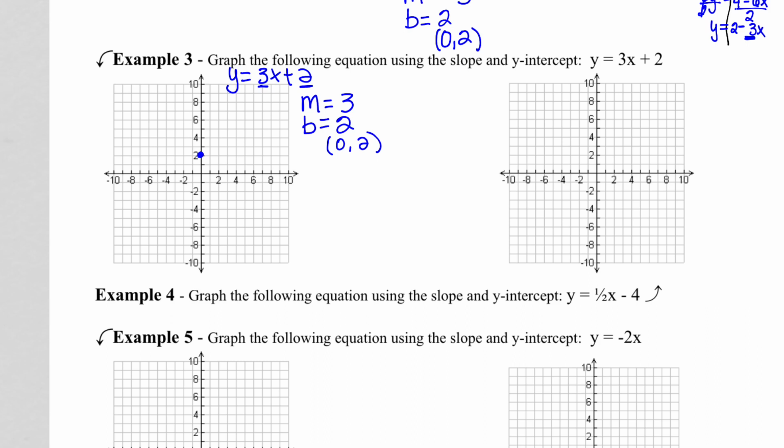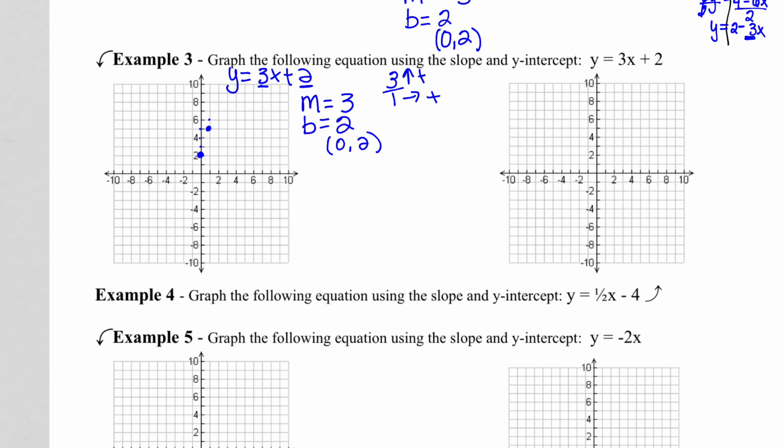There's my B. Now from my B, I'm going to go up 3. 1, 2, 3. And to the right, 1. Okay, so it is 3 over 1. I go up and right. That's positive and positive. A positive over a positive is a positive. So we have our positive slope.